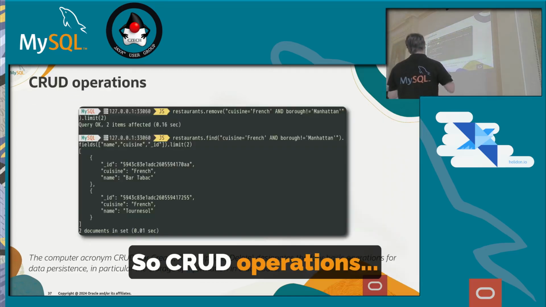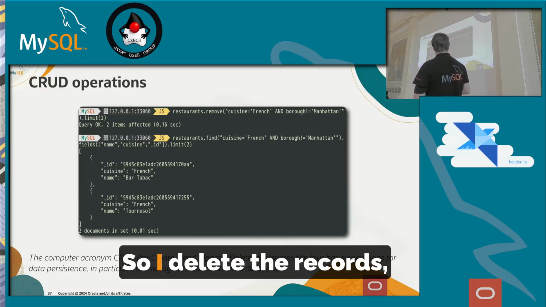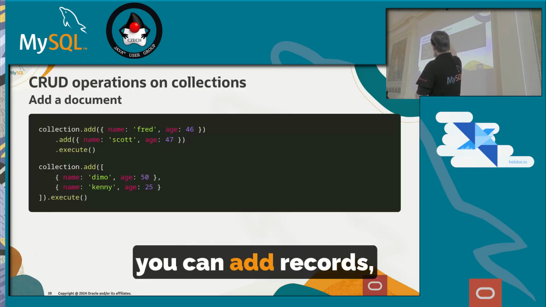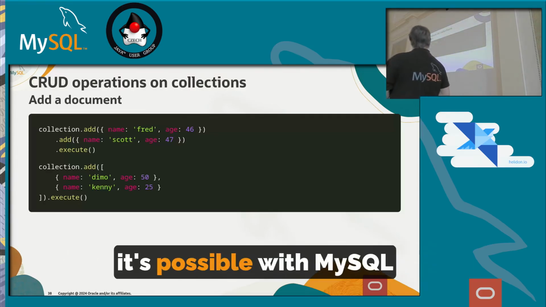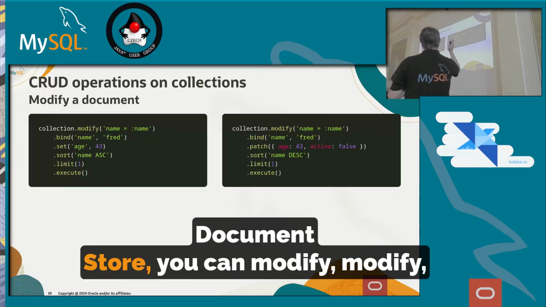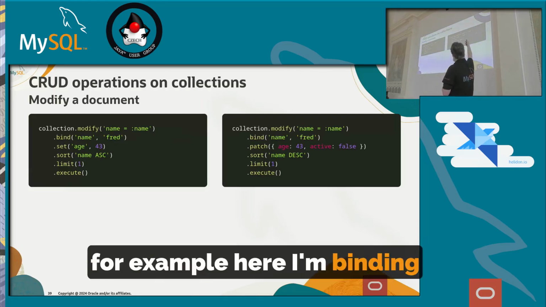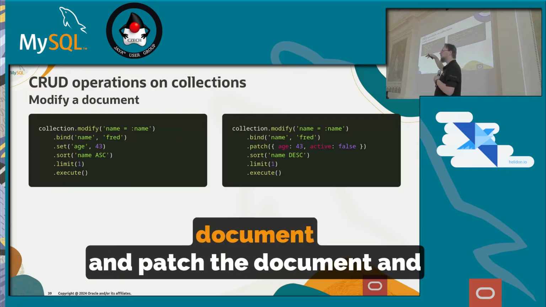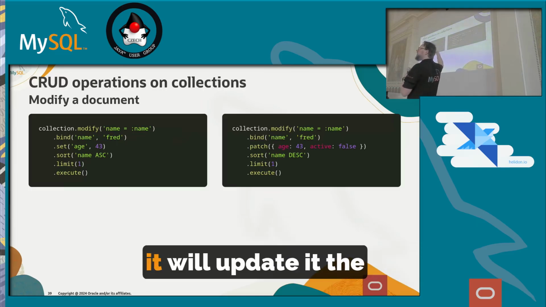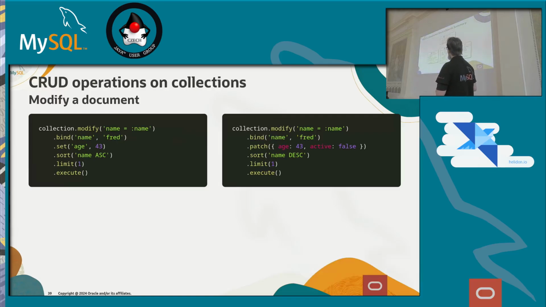So with CRUD operations, we can remove and find data. Remove is very easy, just remove, so I delete the records. You can add records, you can add multiple records at the same time. All that is possible with the MySQL Document Store. You can modify, for example, here I'm binding data, or I can create a patch. So you can create a JSON document and patch the document, and it will update the document for you. And this is the remove I was explaining earlier.